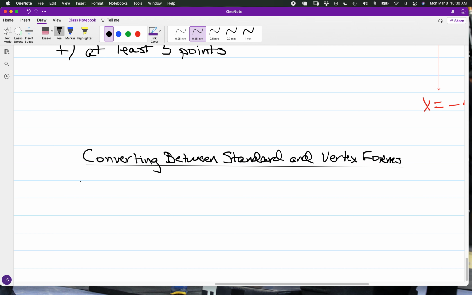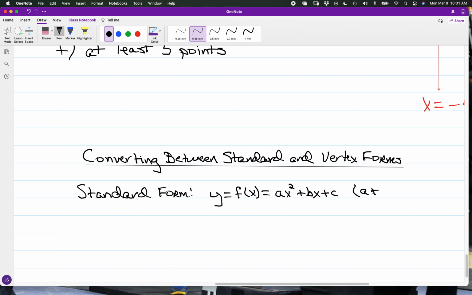Okay, again, just restate. So with the standard form, we have y is equal to f of x is equal to ax squared plus bx plus c. And of course, for this to be a second degree function, the leading coefficient a cannot be equal to 0.